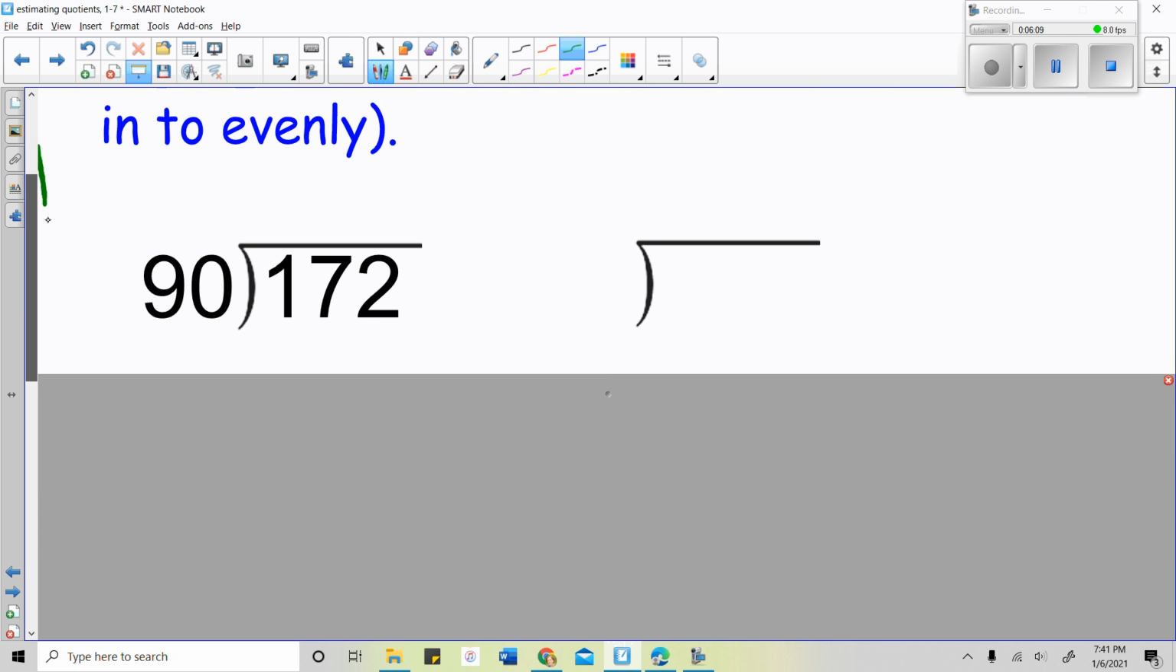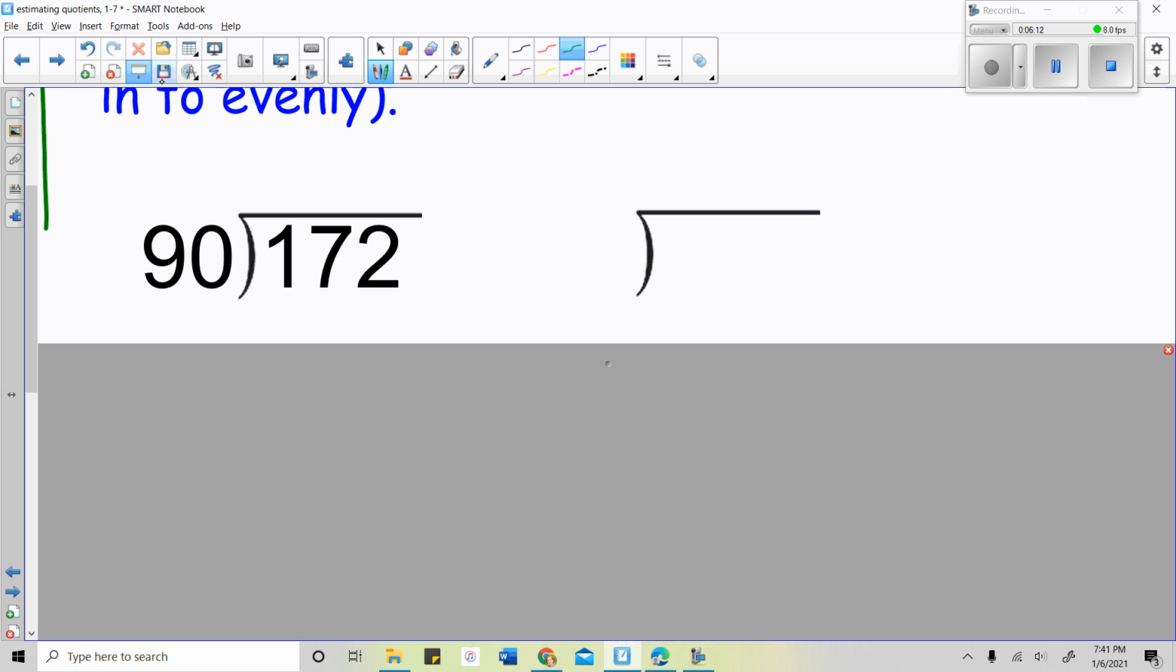Now, sometimes you will have a two-digit divisor. So here's one that has a two-digit divisor. Now, I've already rounded it for you, so we're just going to practice what that would look like with a two-digit divisor. So, sorry, let me go on back. I'm going to go ahead and underline that 17. And I'm not going to count by 90. I'm just going to count by 9. I don't need to count by 90.